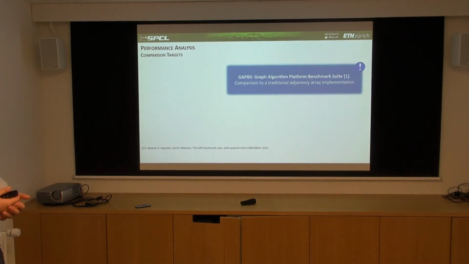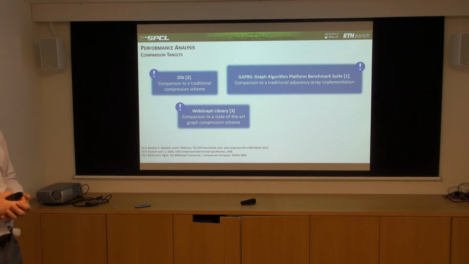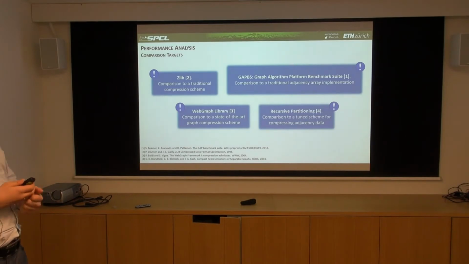The first comparison target that we considered is GAPBS, an established benchmark for analyzing the performance of graph algorithms. We use it to understand how the performance of tuned algorithms changes after applying different compression schemes. In addition, we also compared to zlib, which stands for the traditional compression schemes. We considered the WebGraph library, which is the state-of-the-art library for specifically compressing graphs. And we also compared to a certain selected scheme called recursive partitioning, which represents a certain tuned scheme for compressing only the adjacency data.